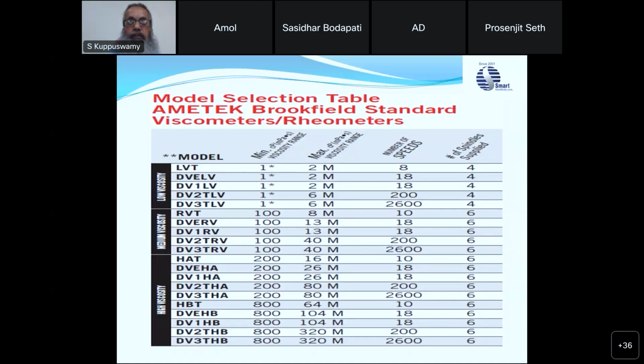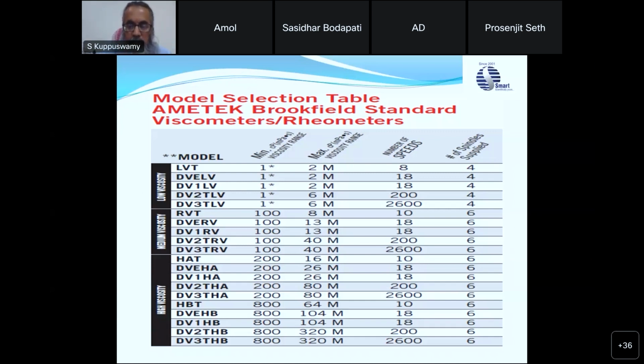And this is a model selection chart. So there are 3 torque ranges in a viscometer: low viscosity, medium viscosity, and high viscosity. These are the 3 torque ranges. In low viscosity, the minimum viscosity that can be measured is 1 cp, up to 6 million cp. It is not all possible with one single spindle. There are various spindles required to cover the entire range.